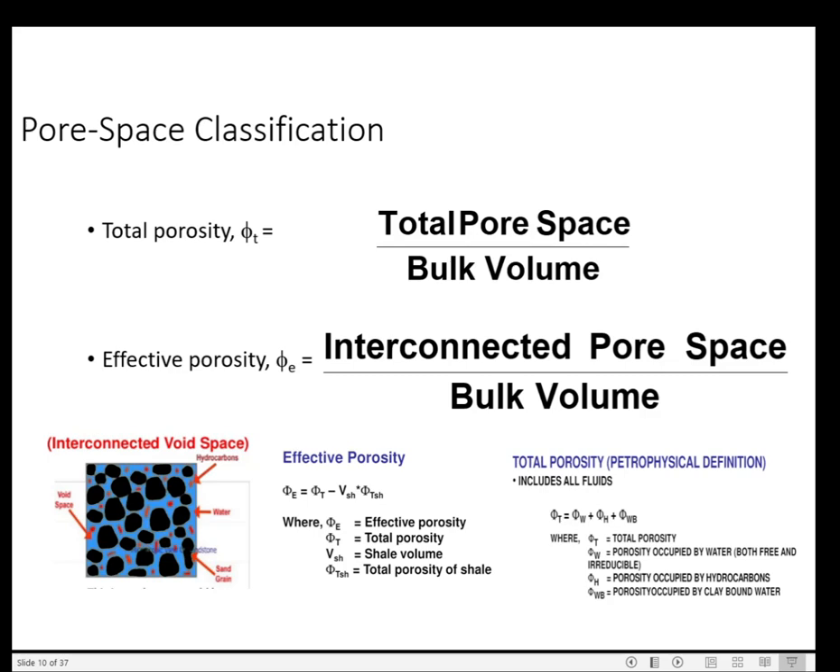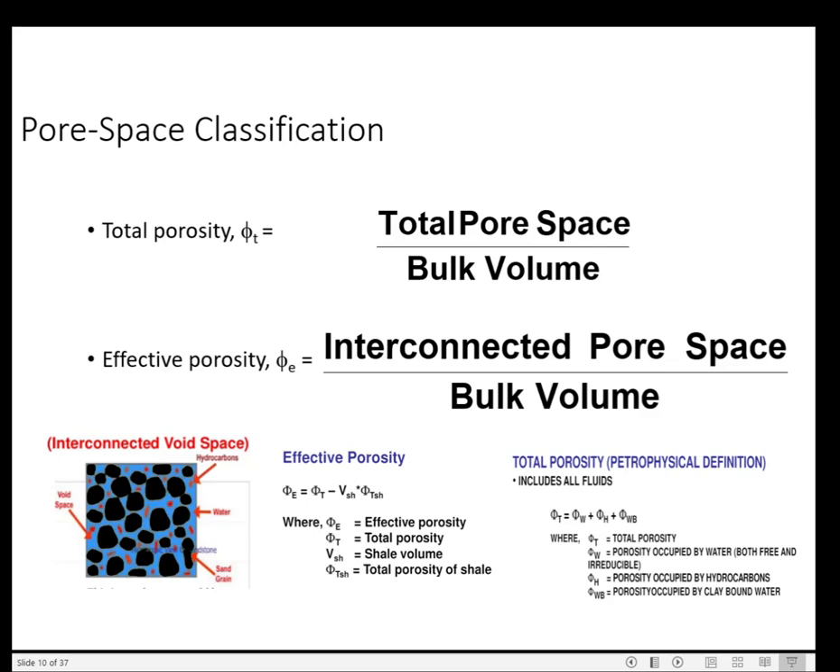You will actually hear about two terminologies in terms of porosity: something called total porosity and something called effective porosity. The total porosity is the total pore volume divided by bulk volume. That means this pore volume, as I mentioned, may be connected or not connected. If it's not connected, it's still counted in the total. But if this pore space is connected to each other, that means it's effective. So the effective porosity is the interconnected pore space divided by bulk volume in this case.